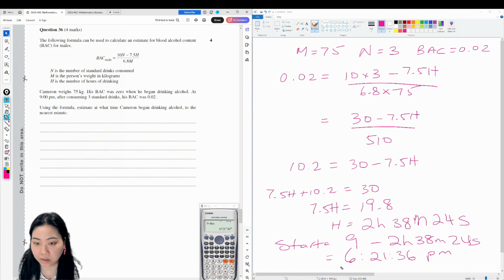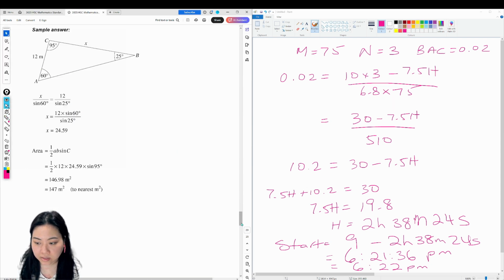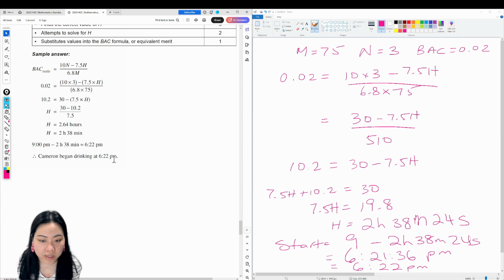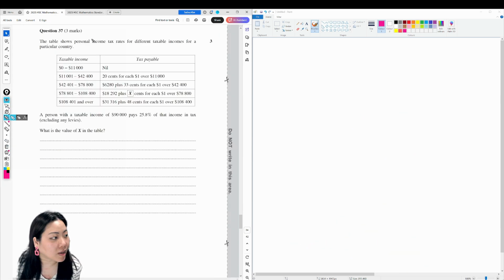Yes, p.m. And I want it to the nearest minute, which is 6:22 p.m. Let's see if that is correct. 36. Again, drinking at 6:22 p.m. Here we go. Yes. Correct.